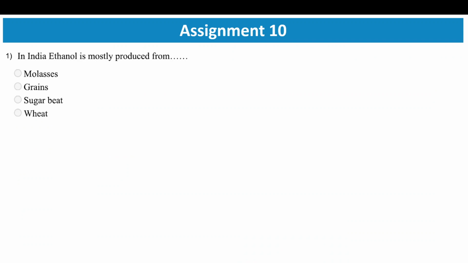In India, ethanol is mostly produced from dash. So, can anyone tell me? Molasses. Yeah, so molasses is the correct answer. And if you can recall, molasses is the byproduct which is obtained from which industry? So, that is also a related question that you can answer.